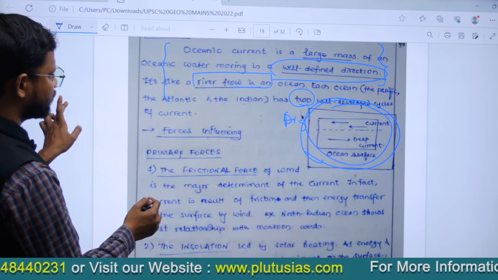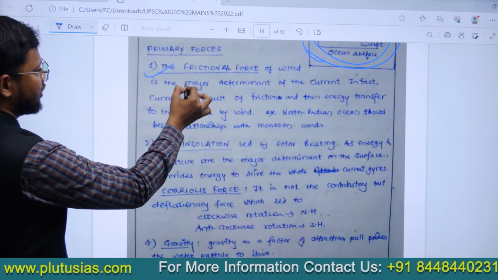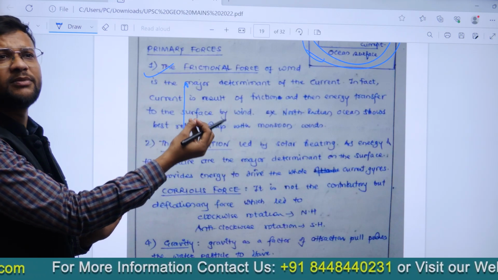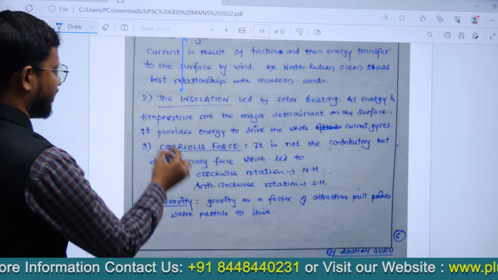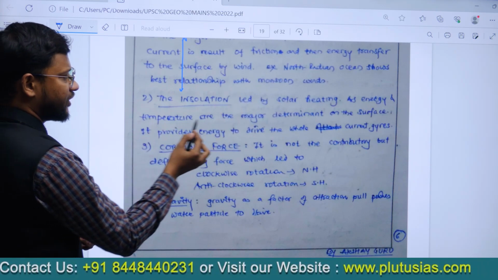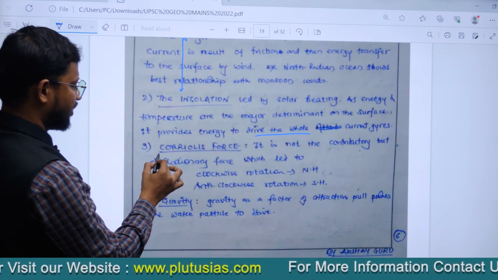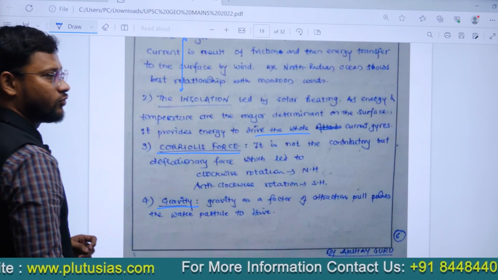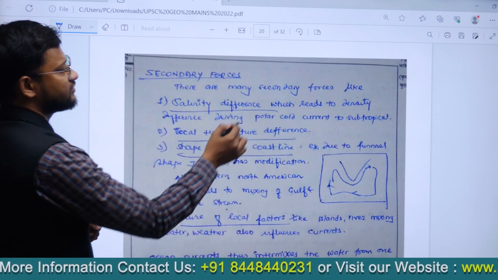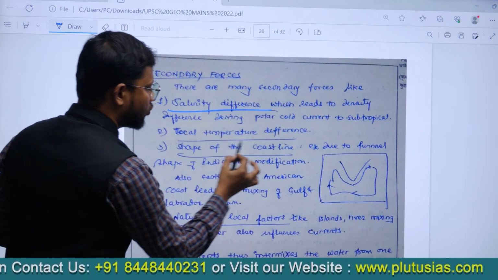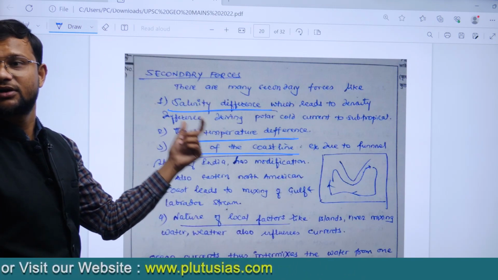Then, forces influencing the current. Primary forces: the frictional force of the wind. A few explanations, okay. The first point is why we have given more weightage. Then you will find the insolation, the temperature, laid down by solar heating and energy. As energy and temperature are the two major determinants of the surface, it provides energy to drive the whole current gyres. Then Coriolis force, then gravity. So these are the four primary forces, and then secondary forces. There are many secondary forces like salinity difference, local temperature difference, shape of the coastline. You can further connect them that way.